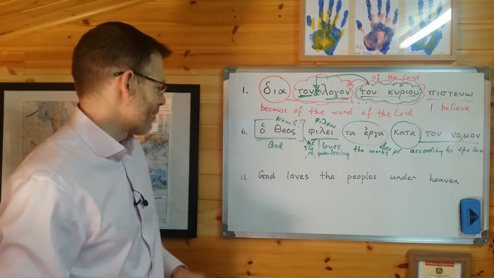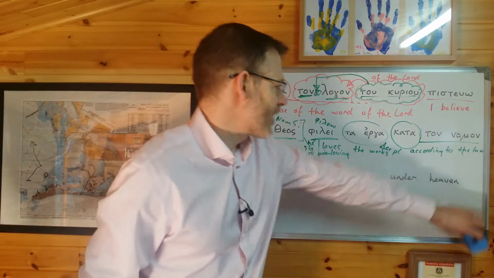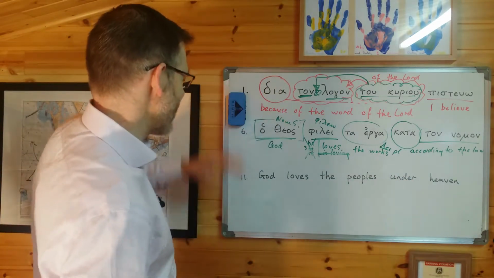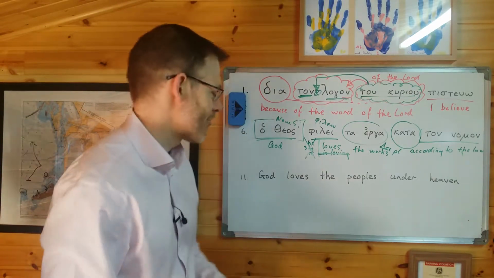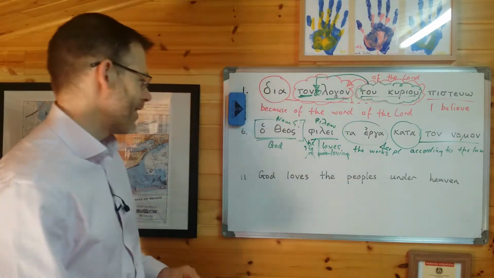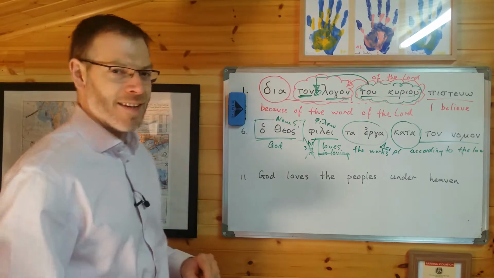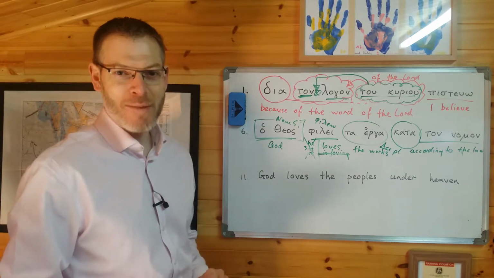Okay, final example, the third example, look at number 11. Trickier one, going from English into Greek. I fancy a different colour pen. Let's have a red pen. Here goes. God loves the peoples under heaven. God loves the peoples under heaven.